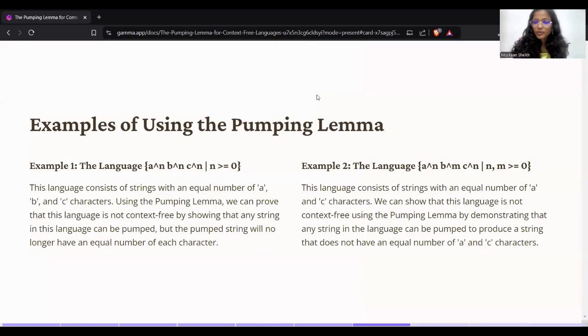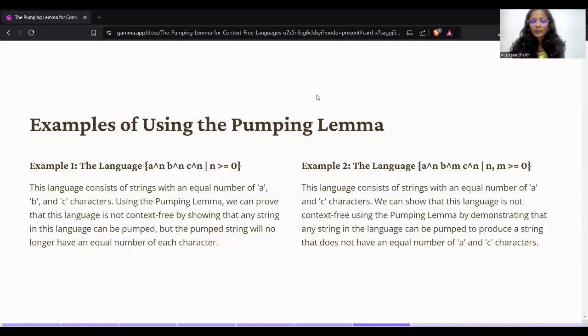Let's see examples of using the pumping lemma. Example 1, the language a to the power n, b to the power n, c to the power n, where n is greater than or equal to 0. This language consists of strings with an equal number of A, B, and C characters. Using the pumping lemma, we can prove that this language is not context-free by showing that any string in this language can be pumped, but the pumped string will no longer have an equal number of each character.